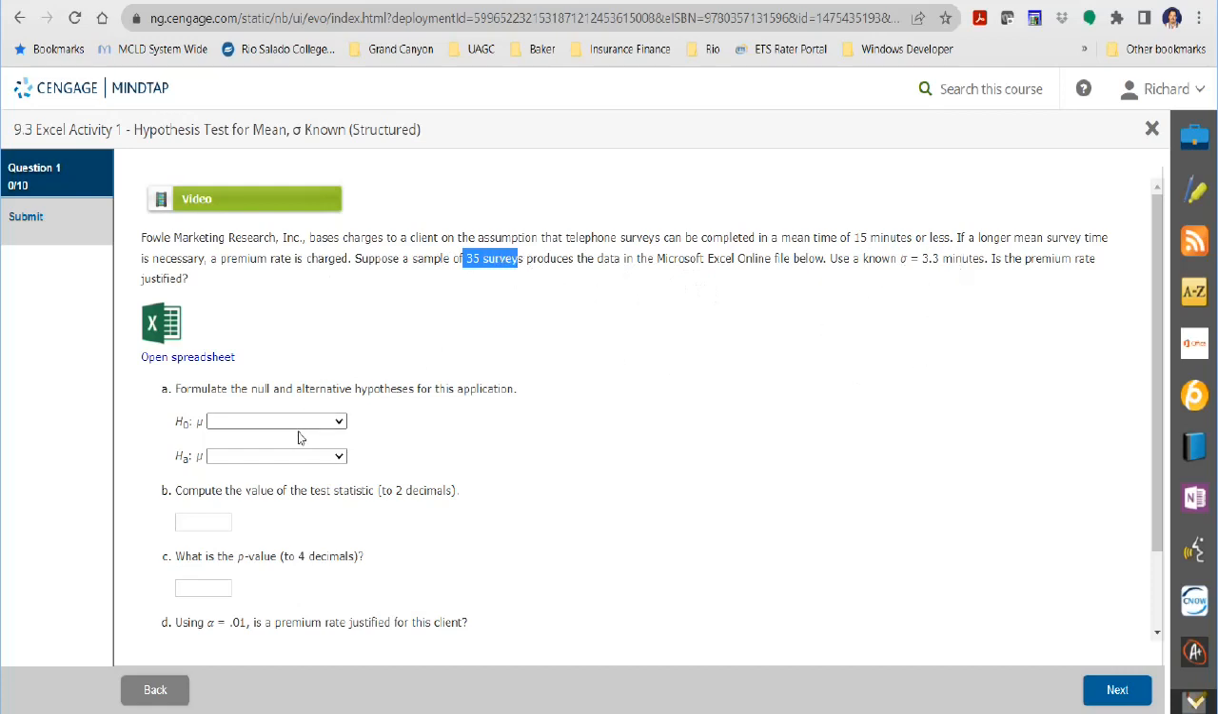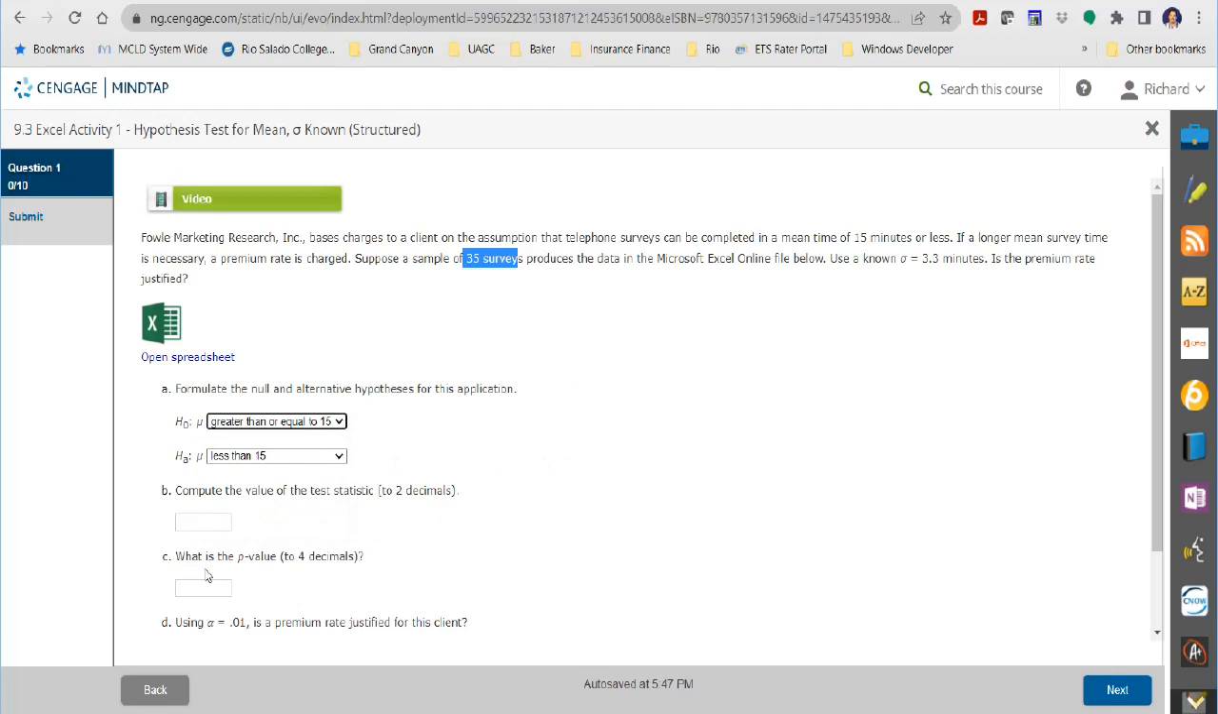3.3. So our alternative hypothesis, we want to know whether this can be completed in 15 minutes or less. And so this is going to be less than 15. The equals always goes on the null. And since this is a one-sided, 15 minutes or less, the alternative is going to be greater than or equal to 15. I hope I got this right. I'm a little addled right now.